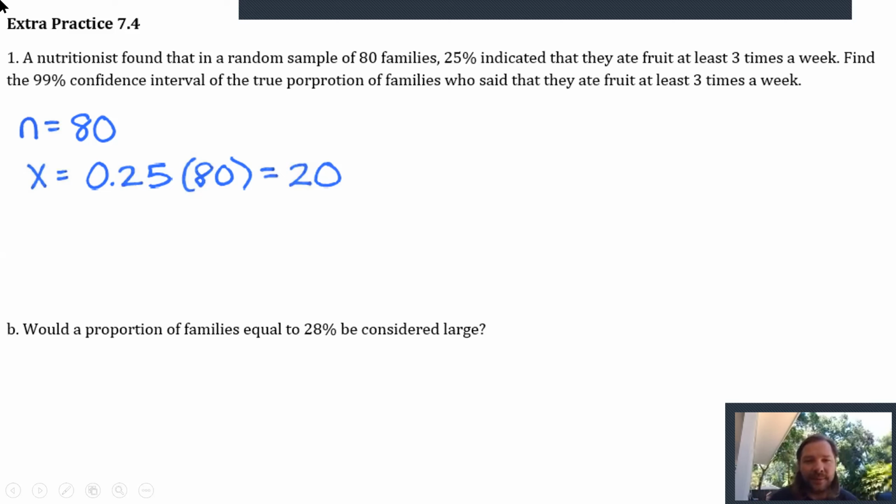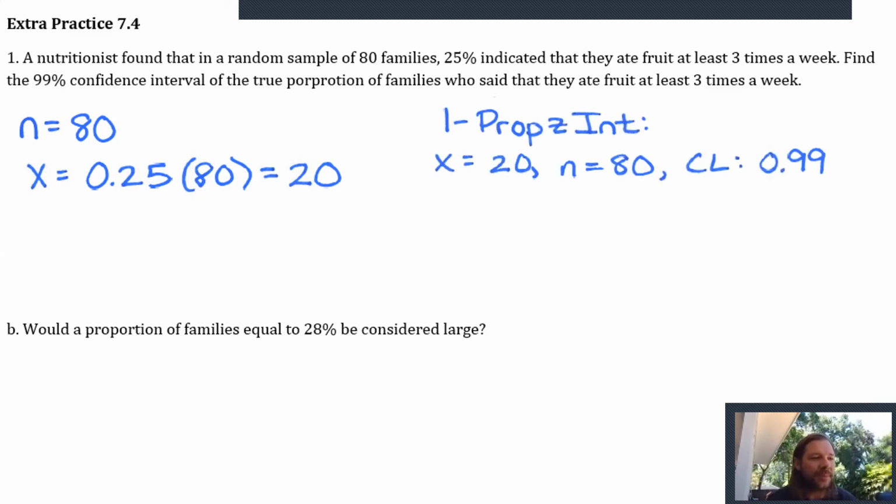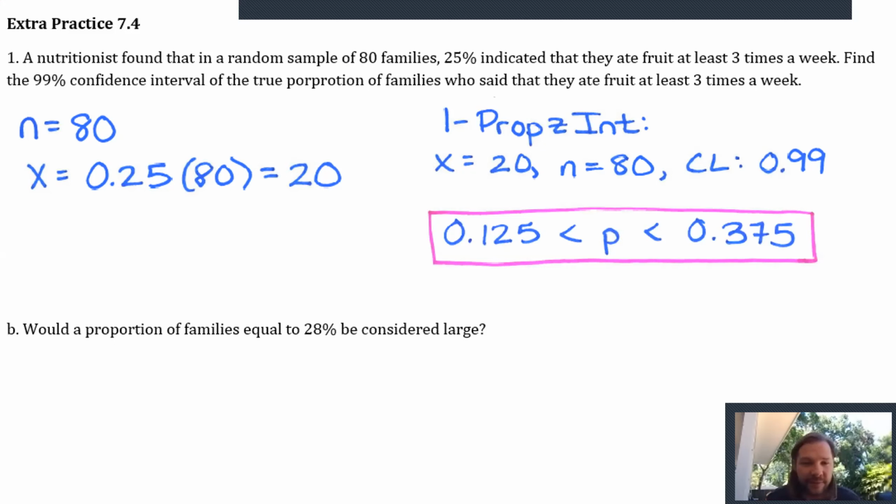And then what we're doing here is we're trying to get a 99% confidence interval. So we're going to use the one prop z interval function on your calculator, and we're going to put in x equals 20, n equals 80, and confidence level is 0.99. And we get a confidence interval of 12.5% to 37.5% as our bounds. So that's 0.125 as our lower bound and 0.375 as our upper bound.